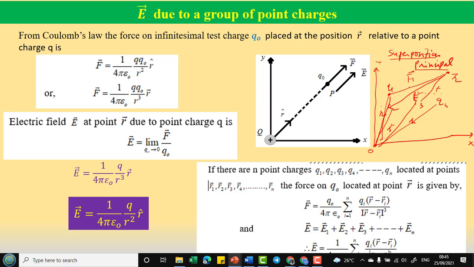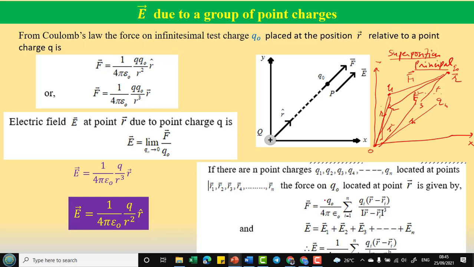So it is the superposition. Whatever is the force acting on this particular charge, it is the vector sum of the force acting on this particular point due to all these individual charges, right? And once you are able to find how much is the total force acting on it, then what you can do is divide this force acting on the test charge which you have placed over there by the test charge magnitude, and that will be the intensity of electric field at that particular point.